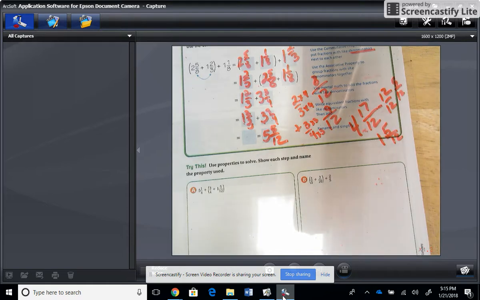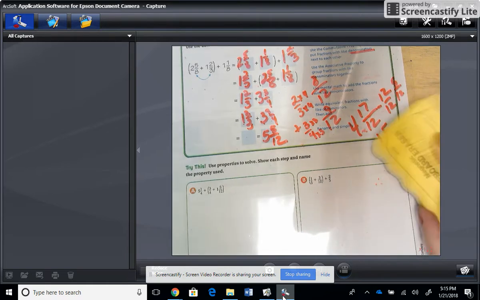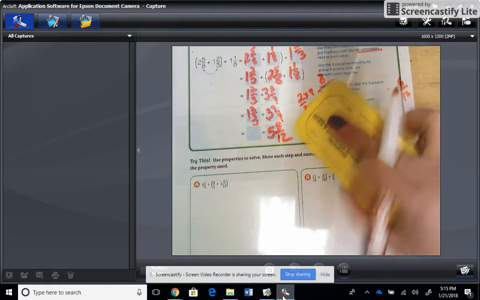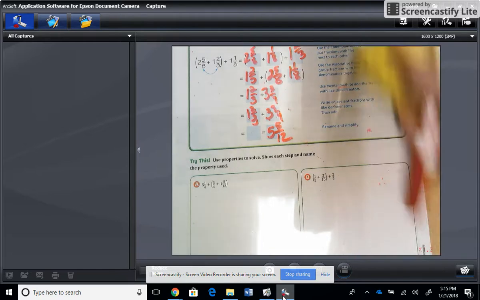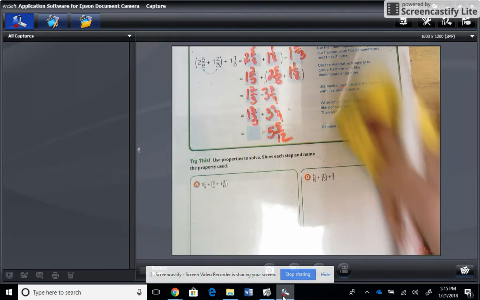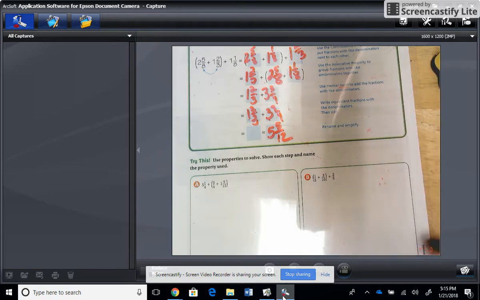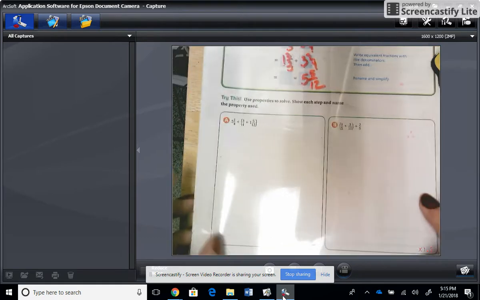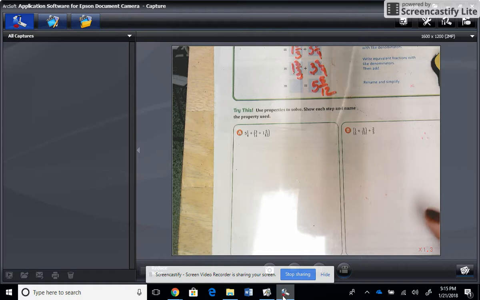So I just think it makes it easier that when you know you're adding or subtracting, you can just switch things around and add or subtract, add or multiply, whatever works easiest for you. Right now we're just adding. So let's do these two.